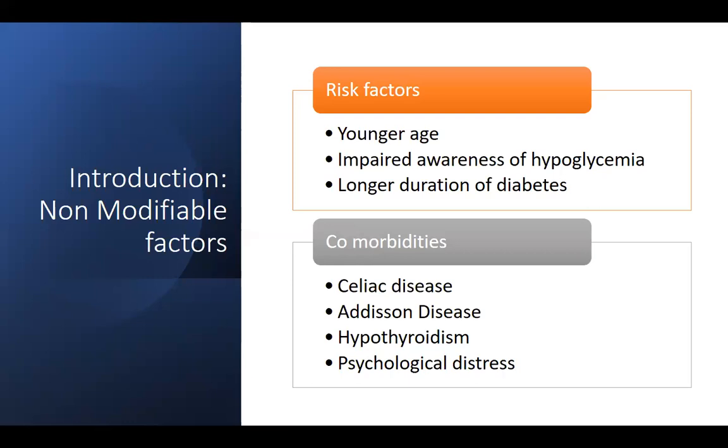Yes, we can. Okay. So for those with comorbidities, for anyone who has recurrent hypoglycemia, we need to confirm that they don't have any celiac disease, Addison's disease, or hypothyroidism. And our healthcare providers, especially our pediatric endocrinologists, can guide you on how we can assess for that in our children who have type 1 diabetes.